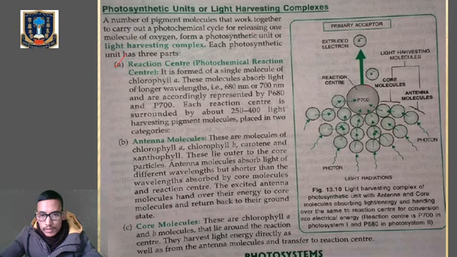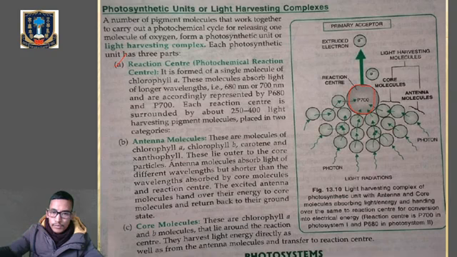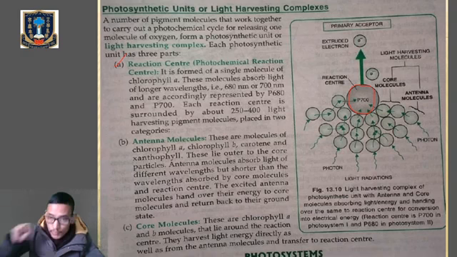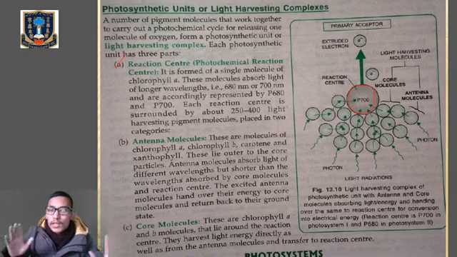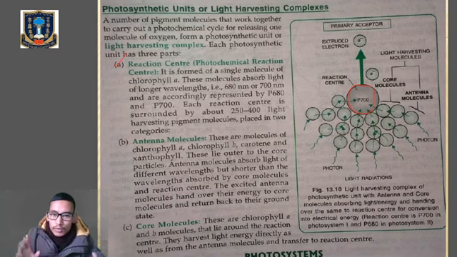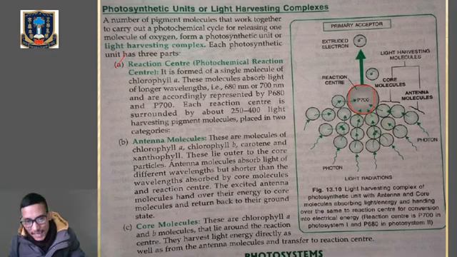So here you can see P700, which is mainly the absorption spectrum of the pigment of photosynthesis. That means P700 means the wavelength of light which is being absorbed by the pigment, that is chlorophyll A. Okay, so it is formed of a single molecule of chlorophyll A, and these molecules will absorb the wavelength of light that is of either 680 nanometer or 700 nanometer. That's what is called 680 nm or 700 nm.